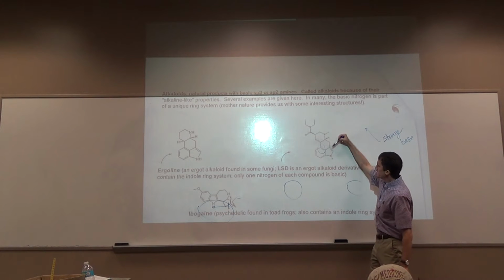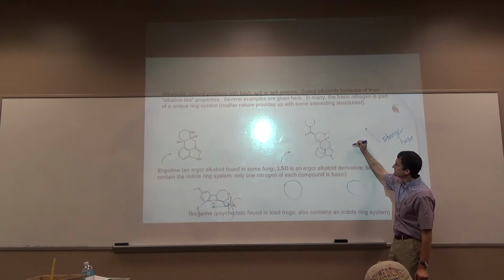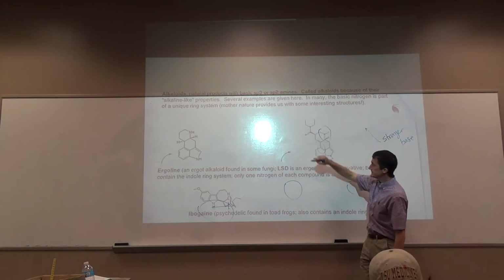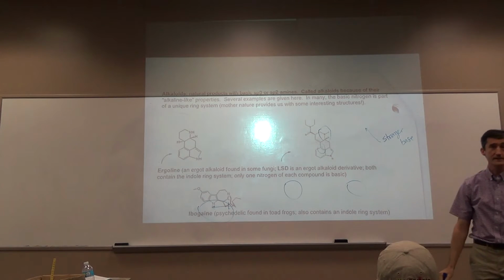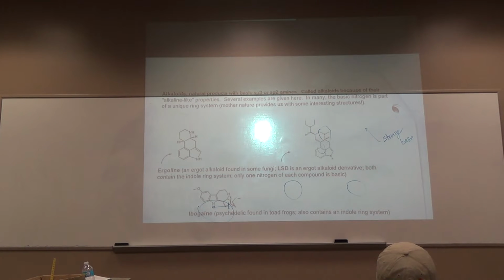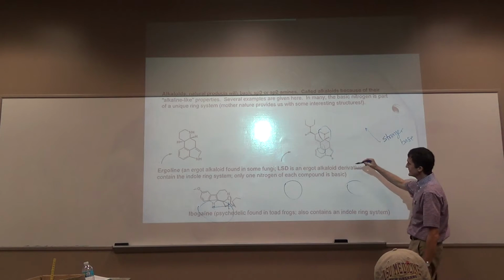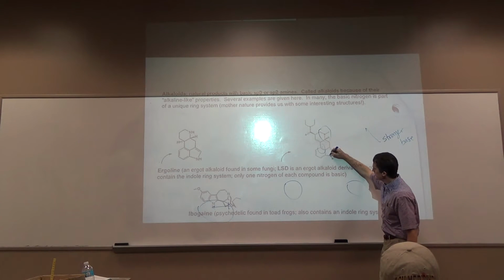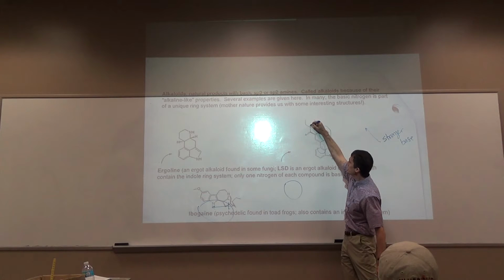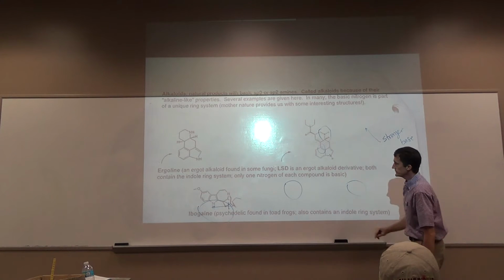The what? Top, middle, or lower? Middle. Middle, yes. This is basic nitrogen. The other two are not basic. The other two, the lone pairs are in p orbitals, right? Either the amide or this is kind of a heterocyclic nitrogen. Lone pairs in a p orbital. Lone pairs in a p orbital. There's your basic nitrogen.